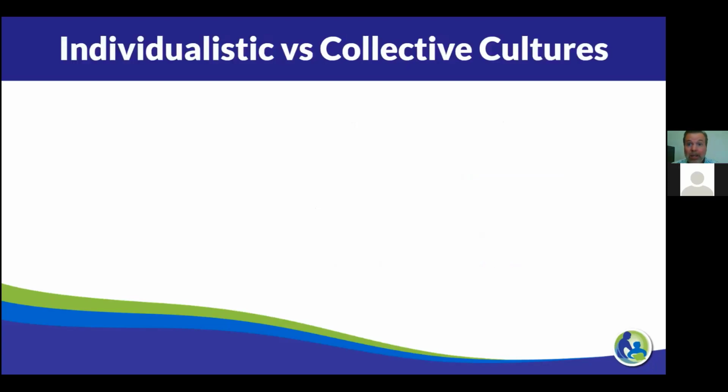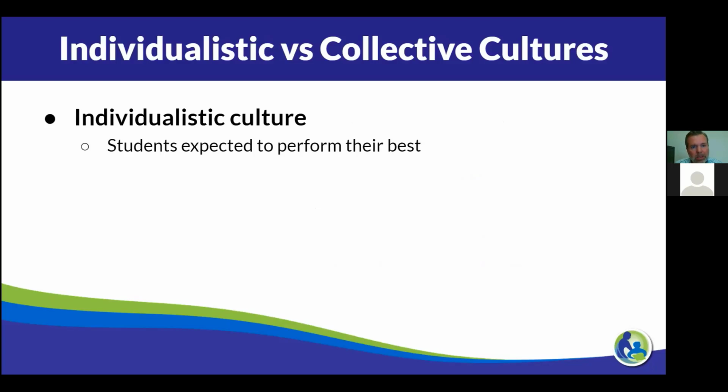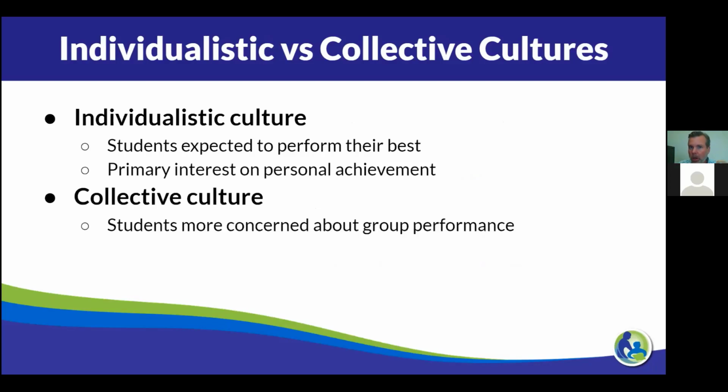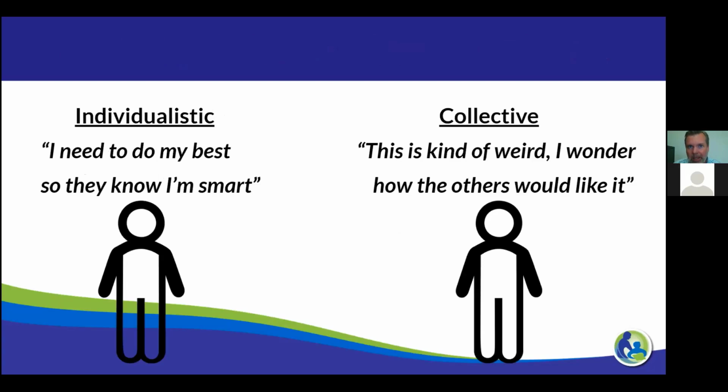Let's think about things like individualistic versus collective cultures. We saw in those Western values the value of individual achievement. So in individualistic cultures, students know they're expected to be performing their best. There's usually competition between students, and there's a lot of value placed on your own personal achievement. If we contrast that with more collective cultures, we see that students are more concerned about the group's performance, and there's more emphasis on helping all of the students and making sure all of the students are succeeding, including those struggling students. So what might this look like in a testing scenario?